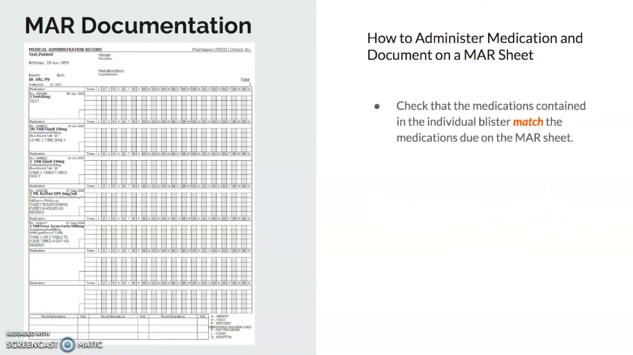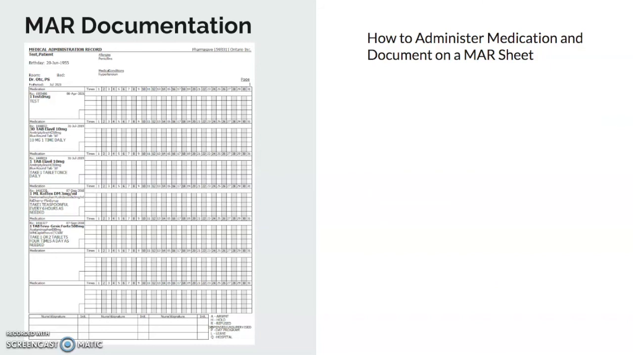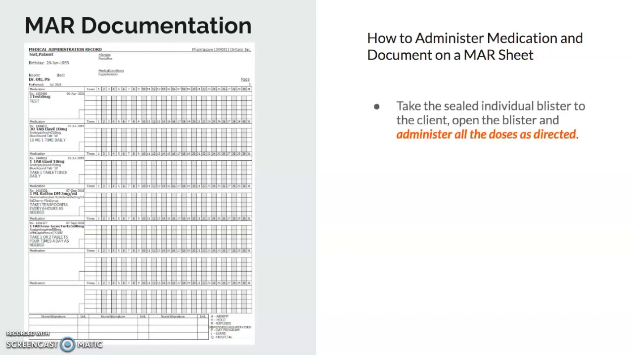Check that all medications contained in the individual blister match the medications due on the MAR sheet for that time. When you do this, have another staff member do the same check. When you're sure that you've got the right client, the right medication, and the right time, take the sealed individual blister to the client, open it up, and administer all doses as directed. A coworker must witness the administration of all the medications.